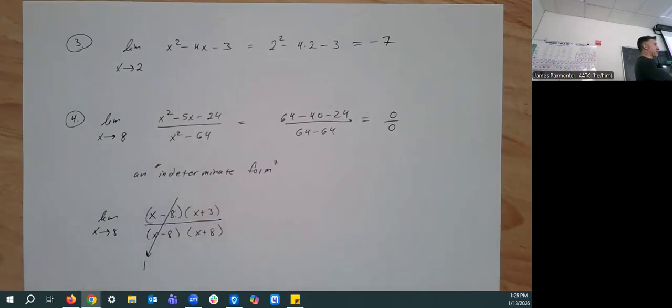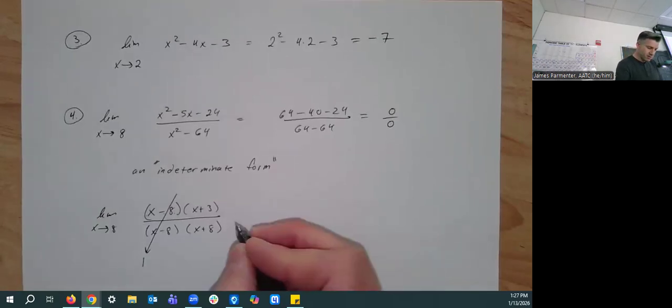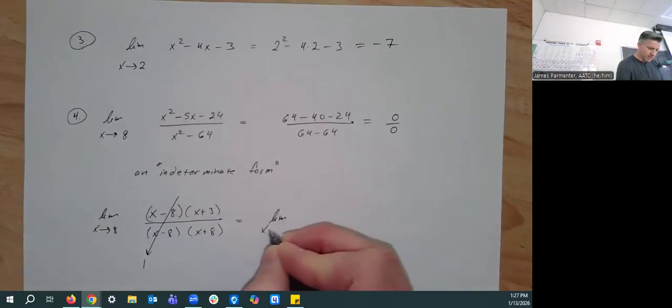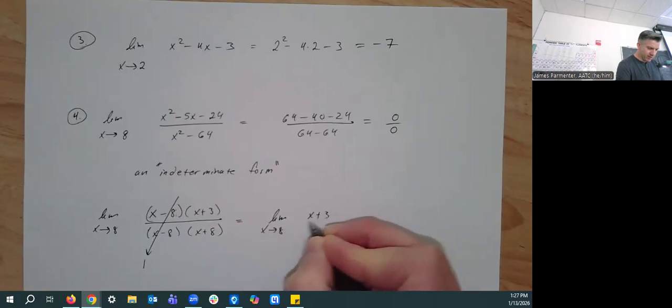I know I'm really hammering this point because it's important. We are not plugging in 8 yet. X isn't actually equal to 8. It's just getting close to it. And as long as it's not 8, which it isn't, these things get to cancel, which is why we're allowed to do this algebraic manipulation. We're just saying if x was getting close to 8, then x minus 8 divided by x minus 8 is like 0.01 divided by 0.01, which is 1. But then you can say, well, now it's the limit as x goes to 8 of x plus 3 divided by x plus 8.